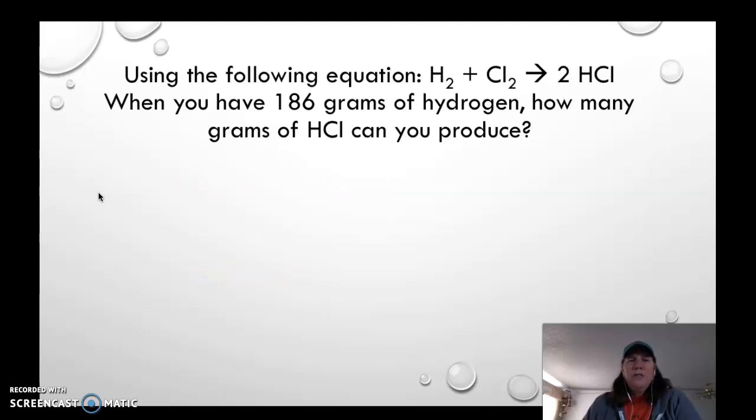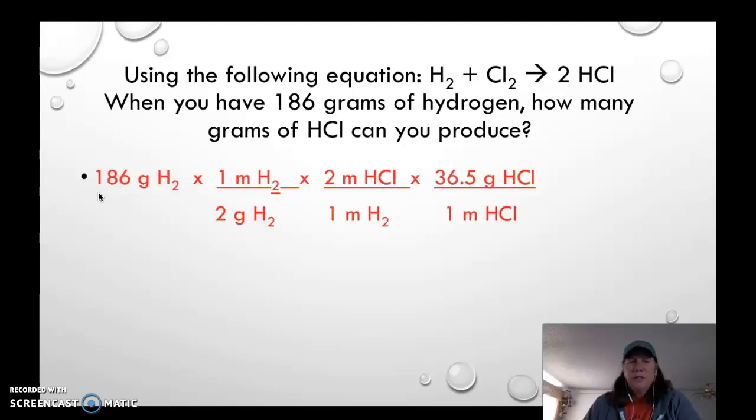Okay, using the following equation, all right, we have a balanced equation. When you have 186 grams of hydrogen, how many grams of HCl can you produce? So this is stoichiometry. Write down what you know, 186, 1 mole on top. The 2 is hydrogen. Hydrogen, each one is 1, and there's 2 of them. So this is its formula mass. So I got rid of grams, and I got moles.